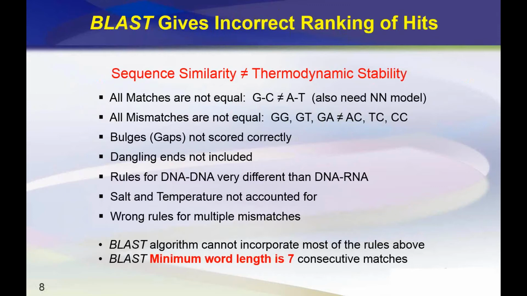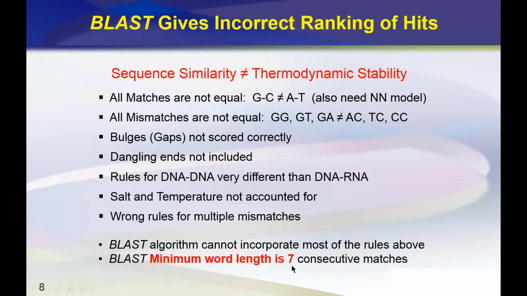Furthermore, BLAST uses an incorrect model for bulges. Well, it's a correct model for the gaps that are found in this alignment, but it's incorrect if you're doing it for complementarity with bulges. All right. In addition, BLAST does not include the effects of dangling ends or different sequence types. So hybridization involving DNA versus RNA are not accounted for, nor are salt and temperature effects, and multiple mismatches. All of those are considerations that make the scoring of BLAST compromised for the application of finding cross-hybridization.